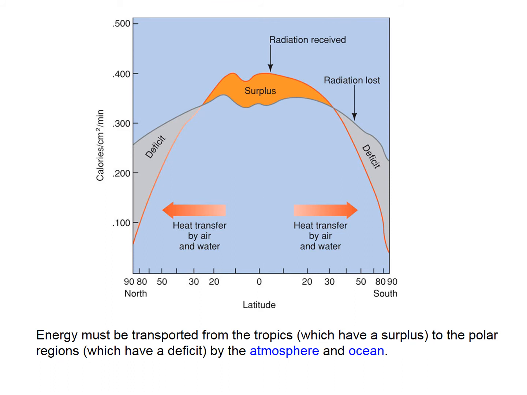So if nothing happened, the poles would get colder and colder, and the equator would get hotter and hotter. And we know that's not happening. Every year, the poles don't get colder and colder. So what is happening is that to balance out this mismatch in energy fluxes, the atmosphere moves. It transports heat from the equator to the polar regions.